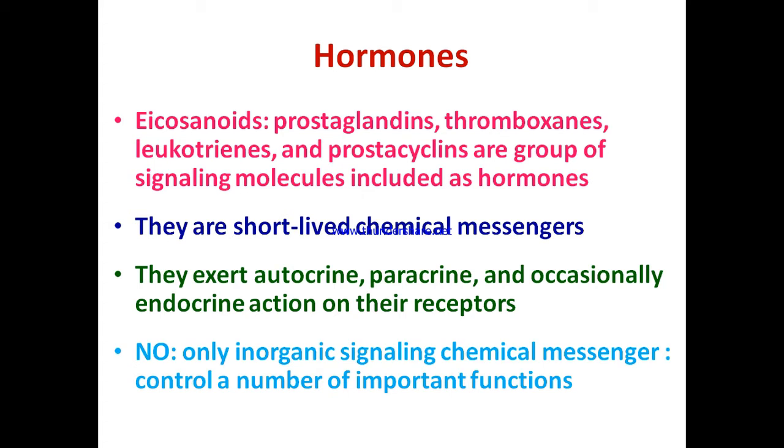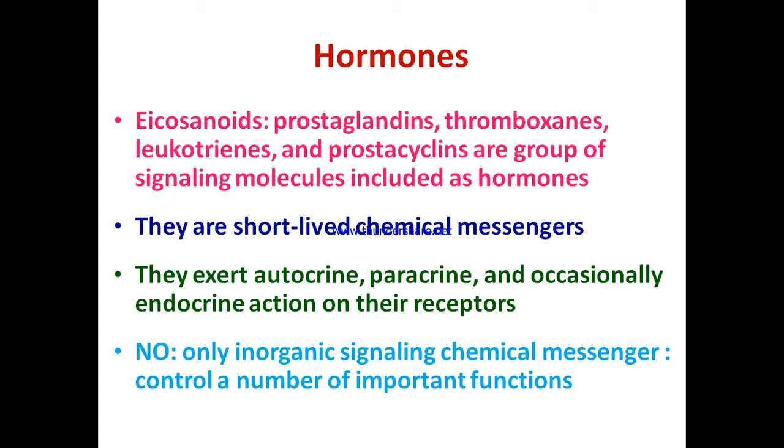Hormones: eicosanoids like prostaglandins, thromboxanes, leukotrienes, and prostacyclins are a group of signaling molecules included as hormones. So as per the new definition, these are also included in the group of hormones. They are short-lived chemical messengers. They exert autocrine, paracrine, and occasionally endocrine action on the receptors. So it can be on the same cell or neighboring cells, or get distributed through the circulation or through the interstitial fluid and act on distant targets, acting as endocrine.